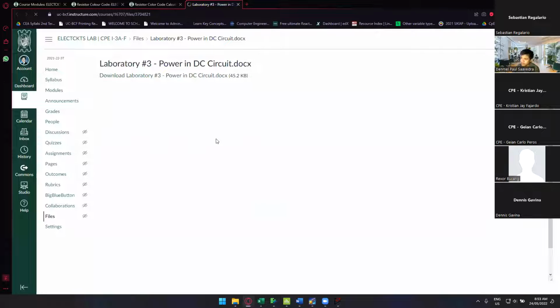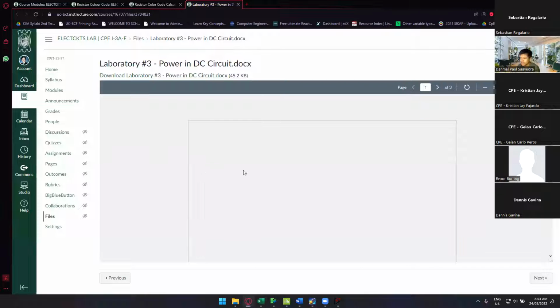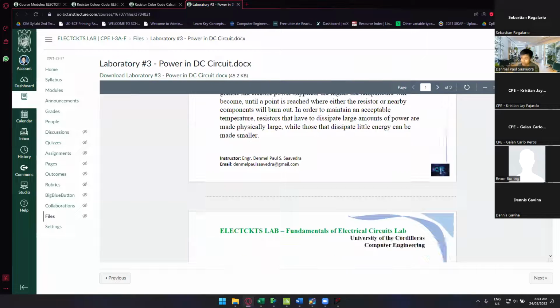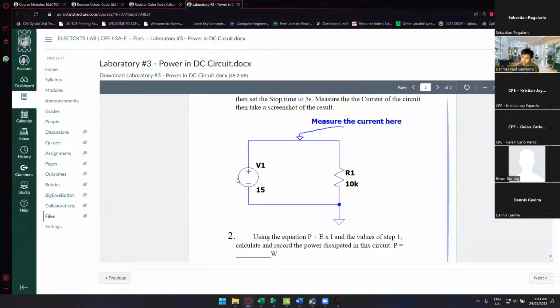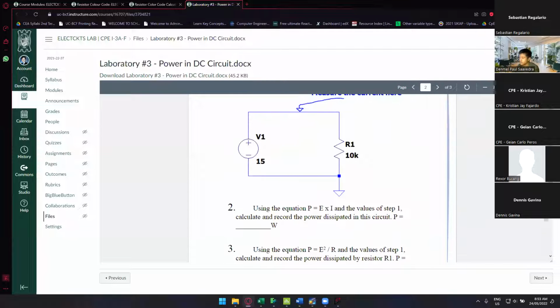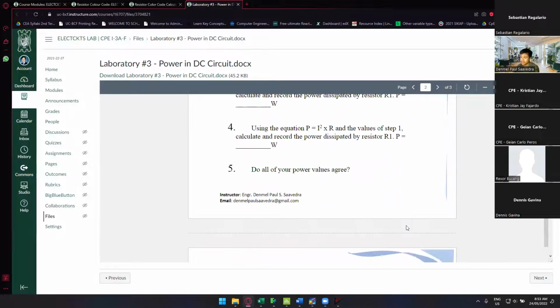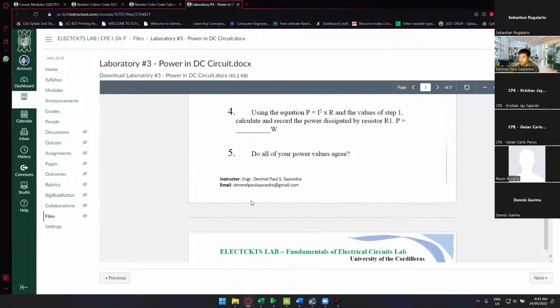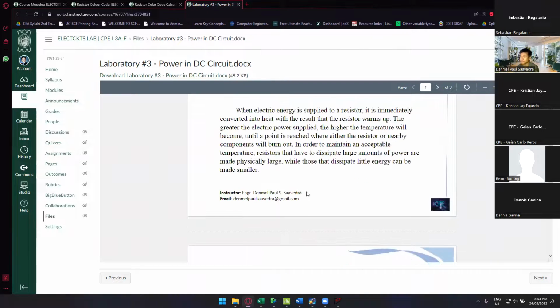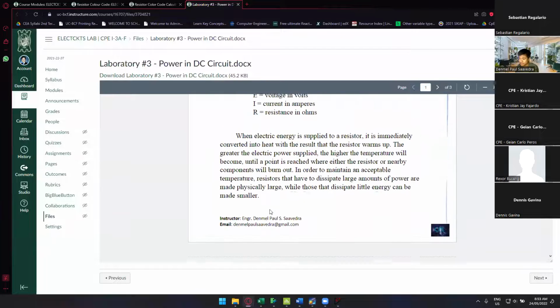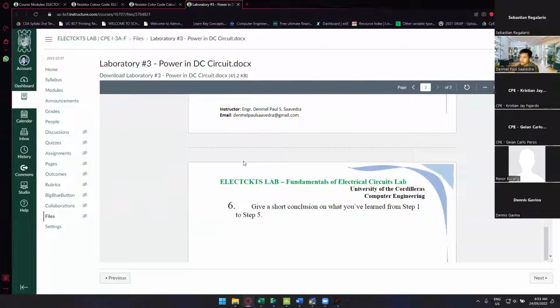So similar with the Ohm's law, I think it's just that in here you're going to measure power. Okay, so we have a simple circuit in volts and then a resistor right here. So this one is all about power. There's just a few questions, 1 to 5, and then a conclusion right away. You're just simply verifying these formulas right here if they will give you the same values. Okay, any questions so far under week 3?